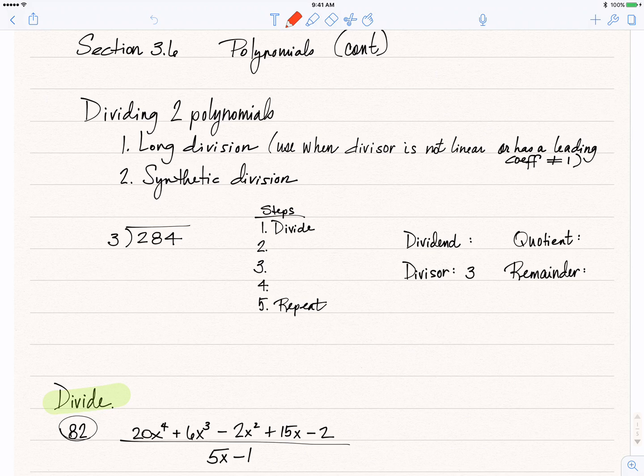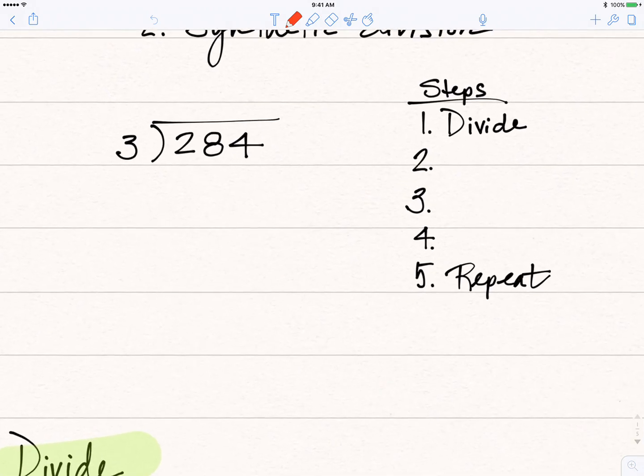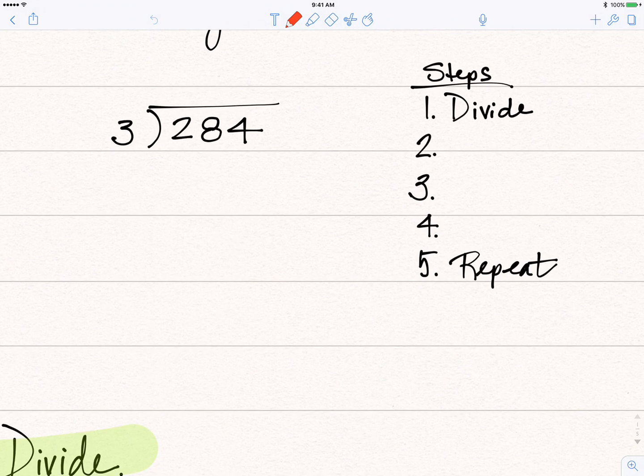In order to do this, we're going to revisit third grade math. Yes, I said third grade math. So let's look at this third grade example here: 284 divided by 3, and let's work through the steps that we would have done in third grade to get this.